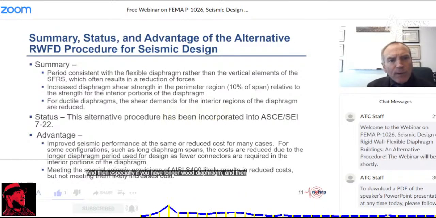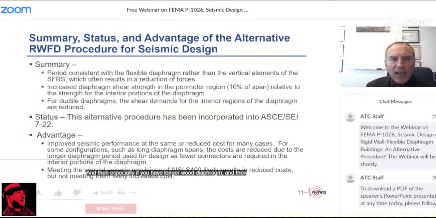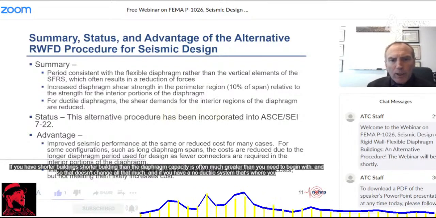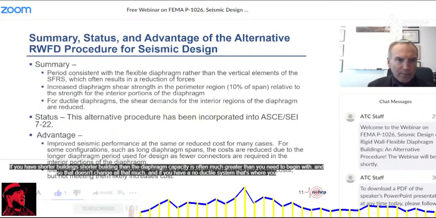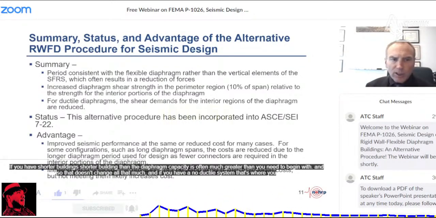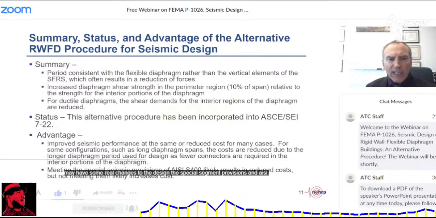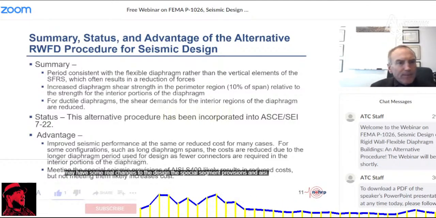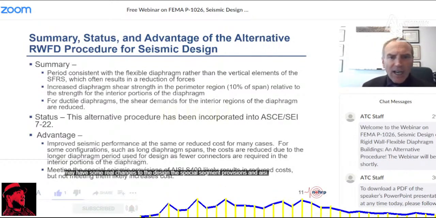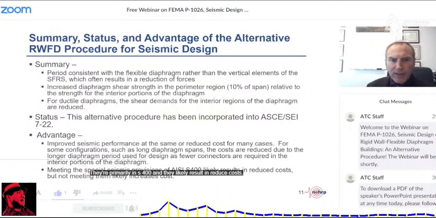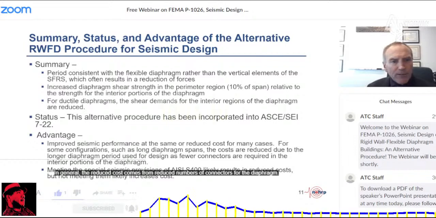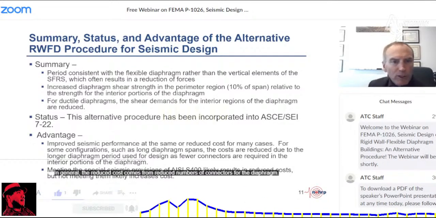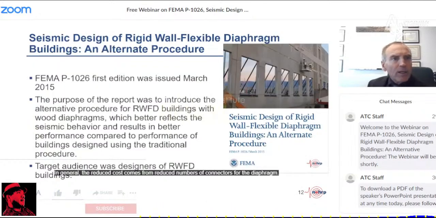Especially if you have longer wood diaphragms. And if you have shorter buildings, then the diaphragm capacity is often much greater than you need to begin with, and so that doesn't change all that much. If you have a non-ductile system, that's where you may have some real changes to the design. The special seismic provisions in AISI, primarily in S400, likely result in reduced costs in general. And the reduced cost comes from reduced numbers of connectors for the diaphragm.